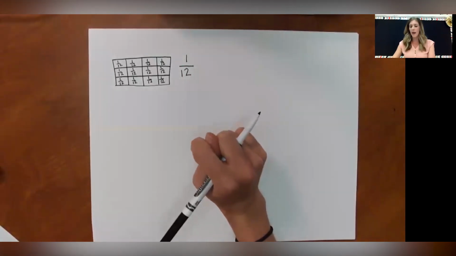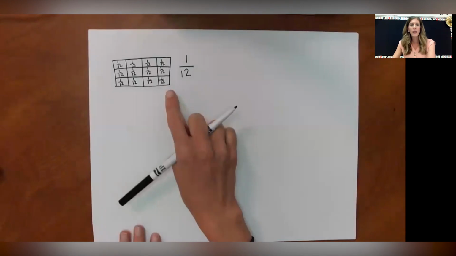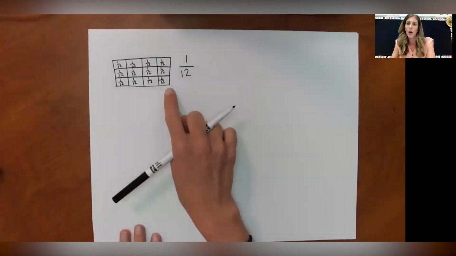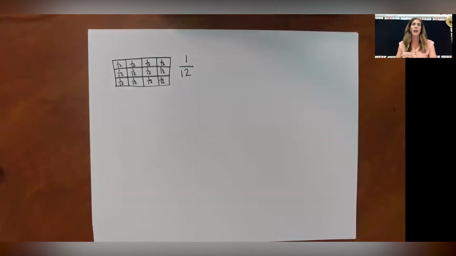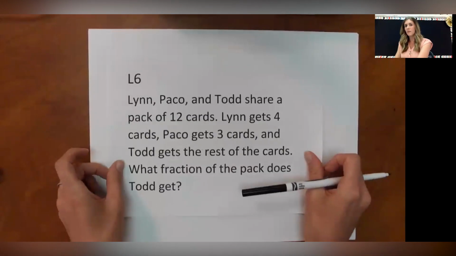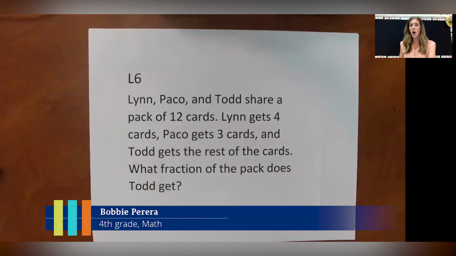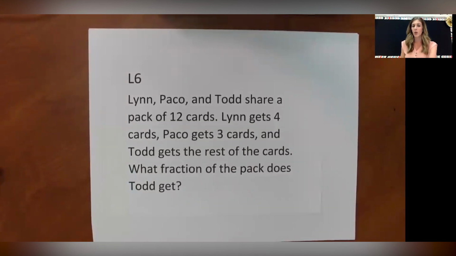Okay, so let's look at a word problem and really try to put this knowledge to use. Let's think about a deck of cards. The reason we started with this model of breaking up a whole into twelfths is because our deck of cards is going to have 12 cards in the entire deck. Lynn, Paco, and Todd share a pack of 12 cards. Lynn gets 4 cards, Paco gets 3 cards, and Todd gets the rest of the cards. What fraction of the pack does Todd get?